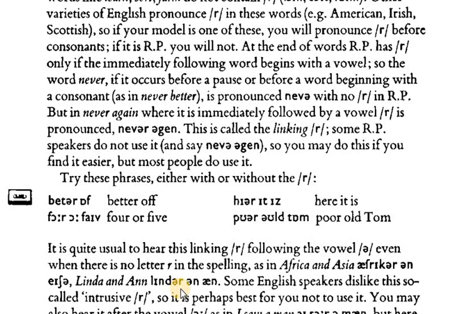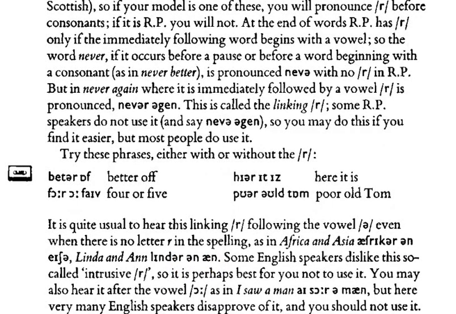إذن I have a difference between linking and intrusive ra. Linking there is ra. It is supposed not to be pronounced. من المفترض أنه ما يلفظ لكن we pronounce it if it is followed by a vowel. لكن الintrusive there is no ra within the word لكن we hear or we pronounce ra and this is known as intrusive ra. So it is perhaps best for you not to use it لأنه English speakers dislike this type. فمن الأفضل أنه you not to use it أنه ما تستخدمه.